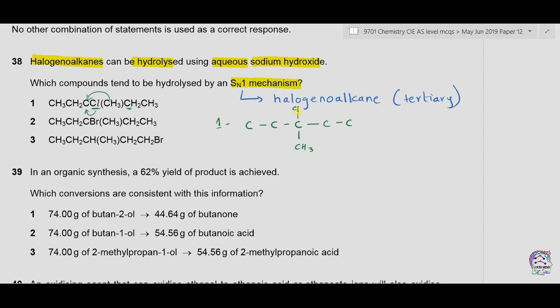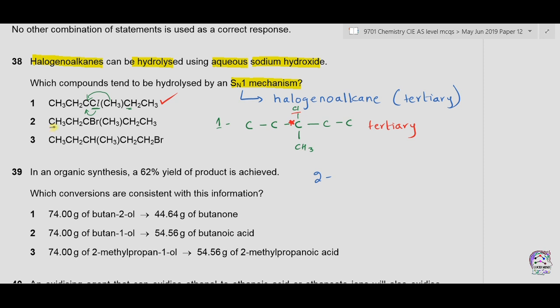Now we can find out whether the halogenoalkane is tertiary by looking at the halogen. This Cl halogen is attached to this carbon atom, and this carbon is directly attached with 3 other carbon atoms, so therefore this is tertiary structure. So it will be hydrolyzed by SN1 mechanism. Now let's draw the second one.